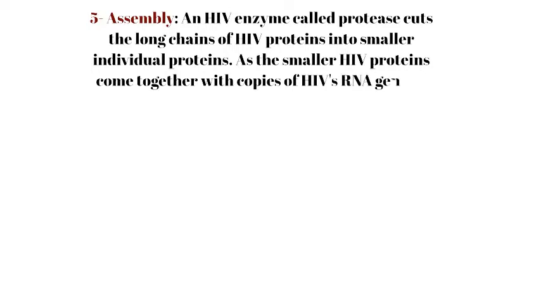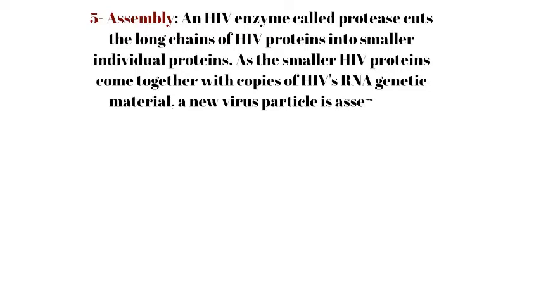stage 6. Stage 6, budding. So budding, the newly assembled virus pushes out. So when it pushes out, a bud is formed. Bud, more like an inflammatory thing to show that now the virus is coming out. So the bud is formed from the host cell. During budding, the new virus steals part of the cell's outer envelope.